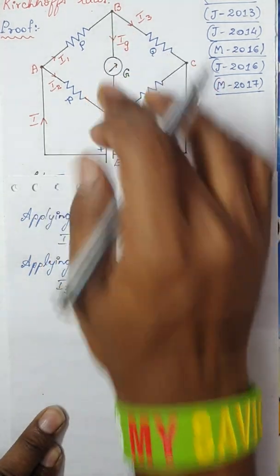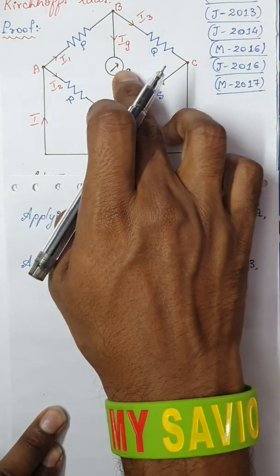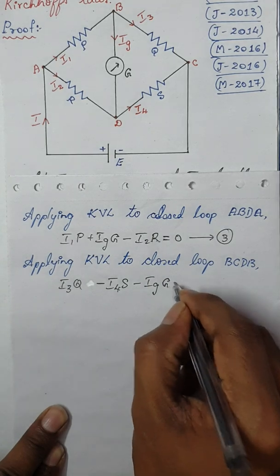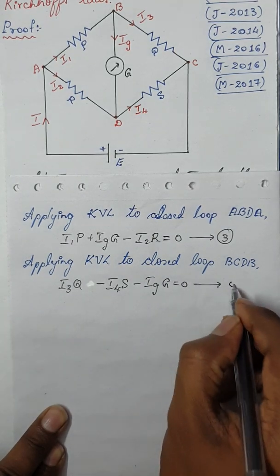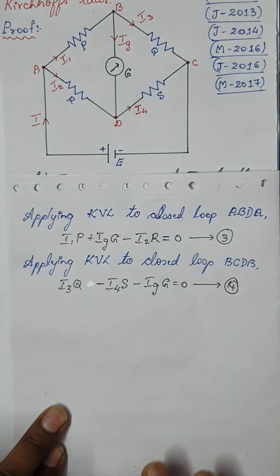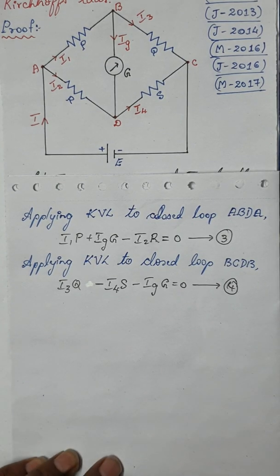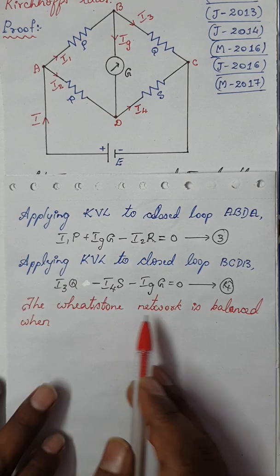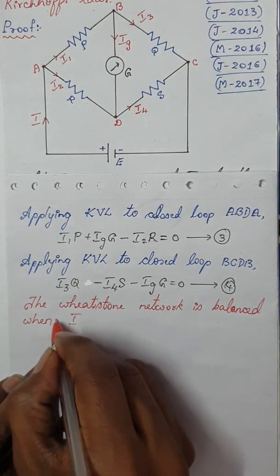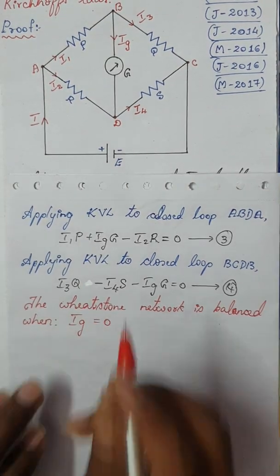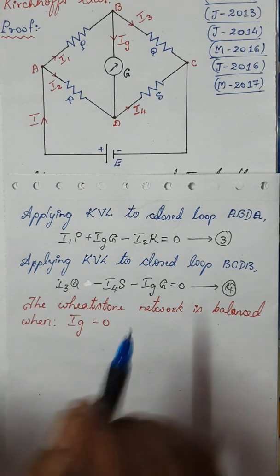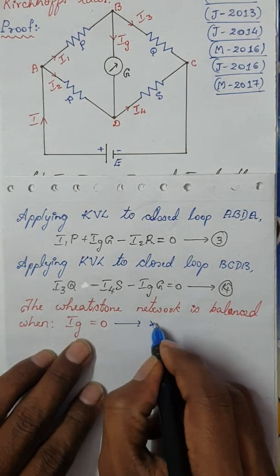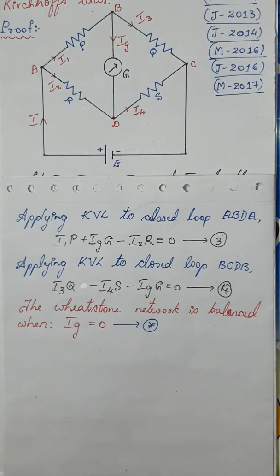Ig into what is the resistance here? Resistance of the galvanometer. This is nothing but 0. So I get equation 4. Once these 4 equations are ready, let me use the condition of the balanced Wheatstone network. The Wheatstone network is balanced when, what is the condition? When Ig is equal to 0. So we can take this equation as star, because this is the main equation.